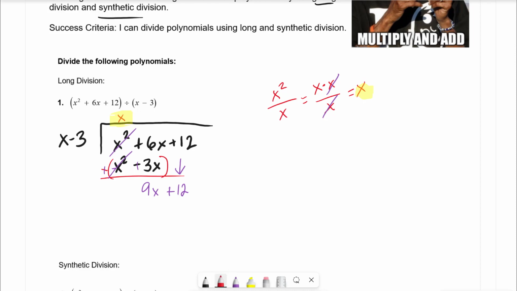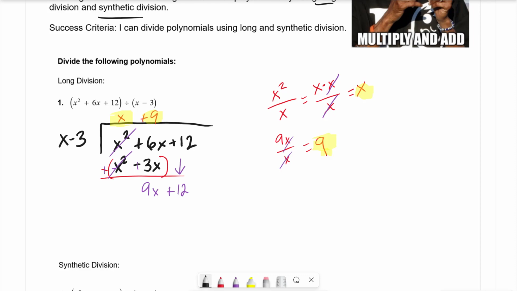We look at term by term, and we take a look at 9x and divide it by that first term of our divisor, and we divide those off to the side here. So 9x divided by x, the x's are going to cancel each other out, leaving us with just 9. And that's part of our quotient. We put the quotient up on top. You can highlight those over here just so you can see where those are coming from.